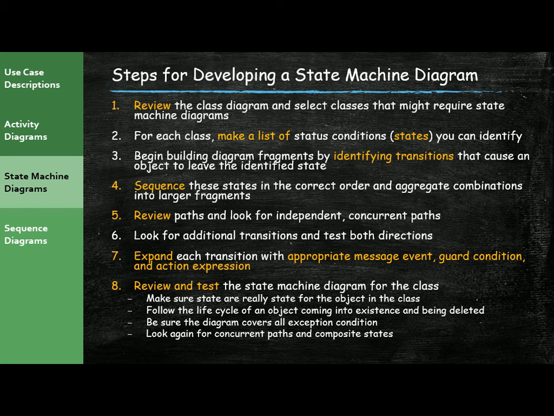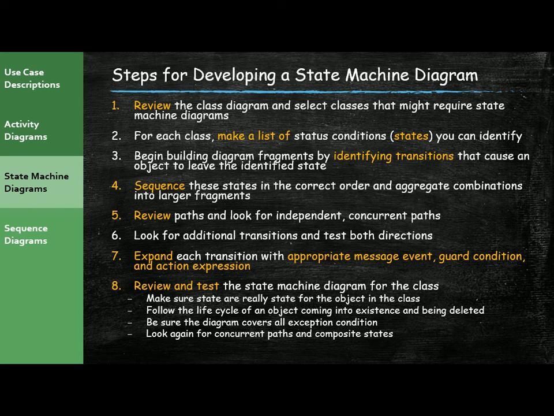The last step is to review and test the state machine diagram for the class. We're going to make sure that the states are really states for that object in the class. So if we make an instance of a specific object in that class, we're going to check to make sure that the states are all true for a specific instance of that object. We're going to follow the life cycle of an object coming into existence and being deleted and make sure that we can transition it through those states as just an exercise.